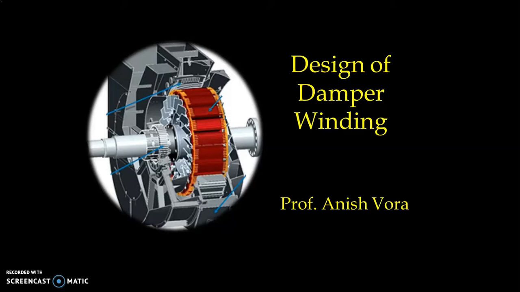Currently, as you know, we are running a series of video lectures on design of synchronous machine. Currently, we have started design of salient pole type of rotor. In previous lectures, we have seen design for pole dimension, design for field dimension, as well as design for the field winding. In this video lecture, we'll study about design of damper winding.